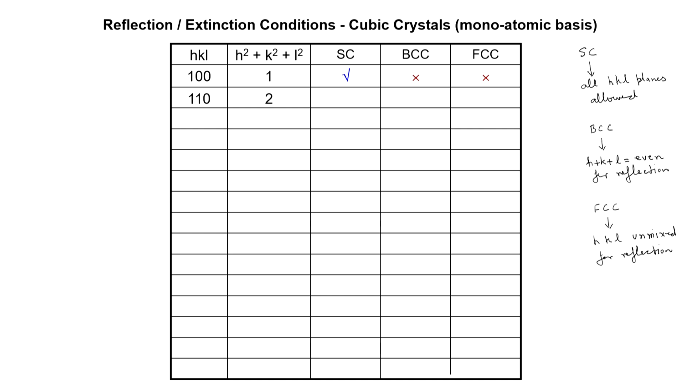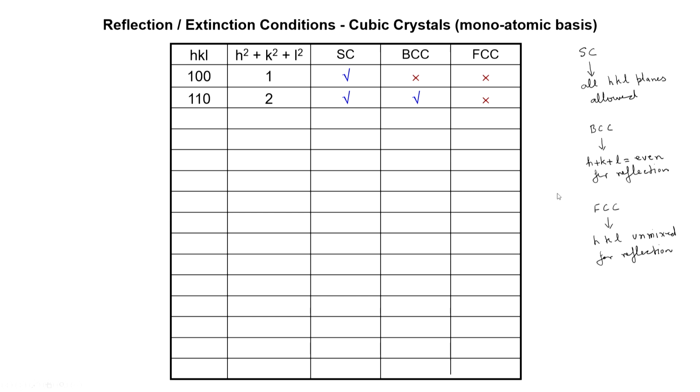Now, consider the plane 1 1 0. For 1 1 0, as I said, simple cubic would be allowed, while body centered cubic in this case would also be allowed, because now I add up the indices, 1 plus 1 plus 0, that is 2, which is an even number. Hence, body centered cubic crystals will reflect from the 1 1 0 plane. However, the indices are still mixed, 0 being an even number and the other two odd. Therefore, there is extinction for face centered cubic from the 1 1 0 plane.